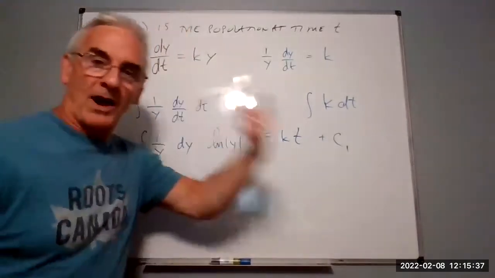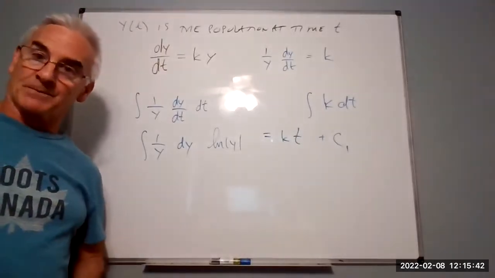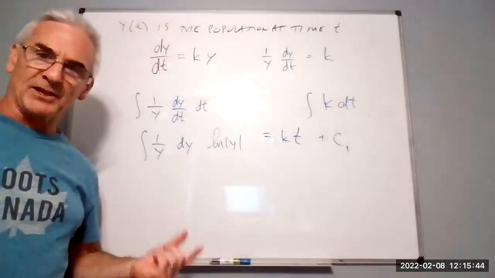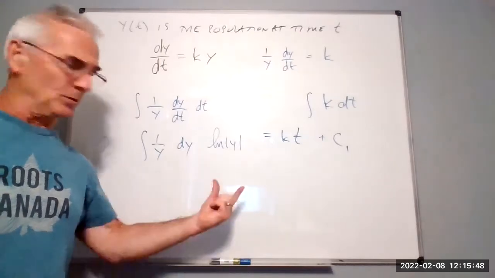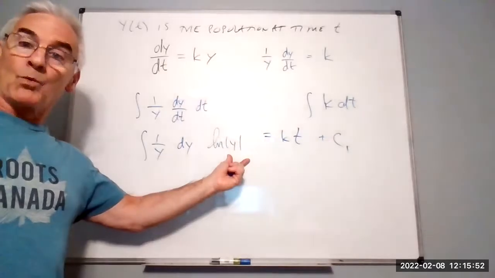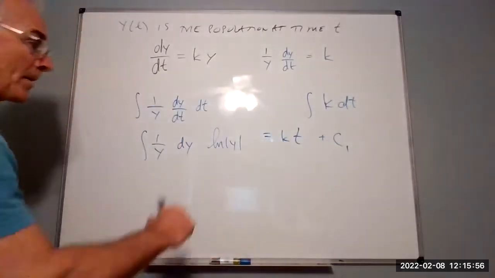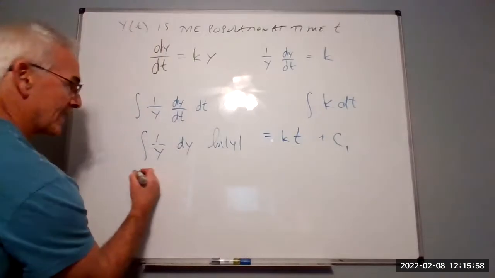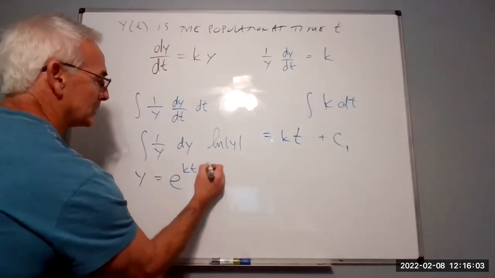My goal is to write y equals. Okay, now y represents population. Can population be negative? No. So is the absolute value necessary at this point? No. So we're going to exponentiate both sides. That's how you get something out of a logarithm. So I'm going to go e to both sides. So now the left side is y, the right side is e to the kt plus c1.